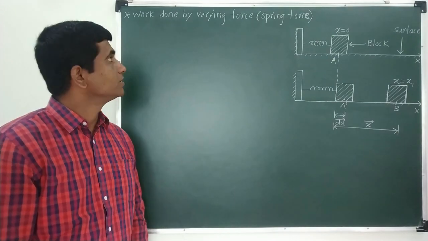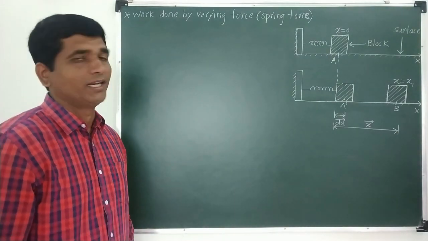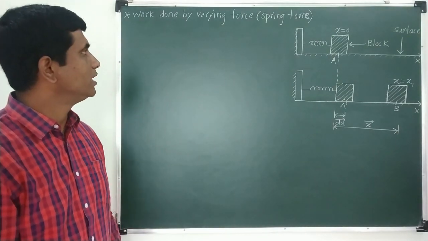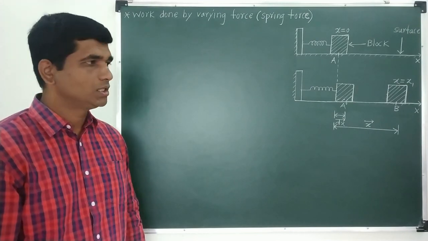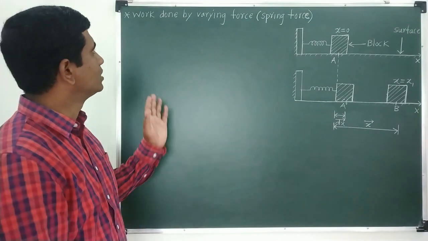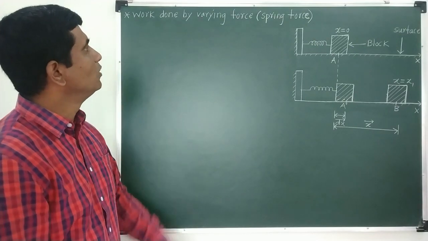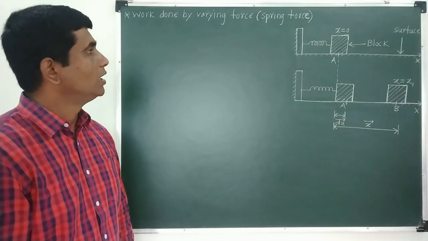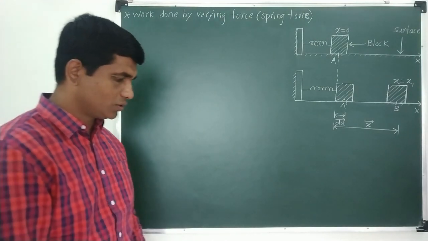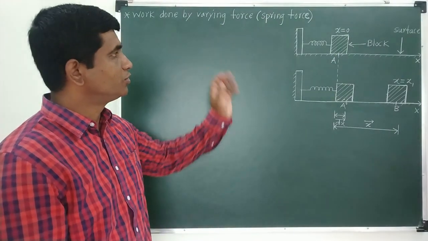Today's topic for the discussion is work done by a varying force. In our earlier lecture, we had seen the work done due to a constant force. In today's discussion, we will be considering a derivation based on the work done by a varying force. Especially as a varying force, we will be taking an example of a spring force.